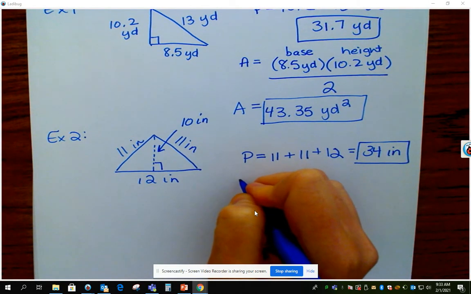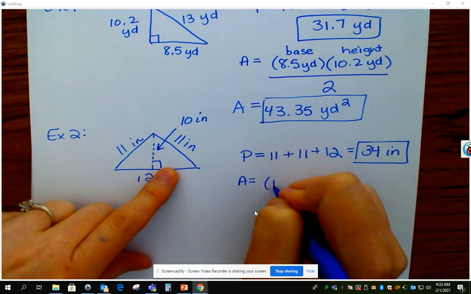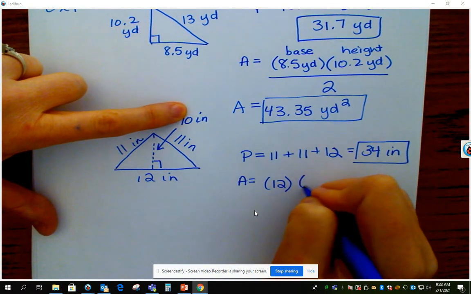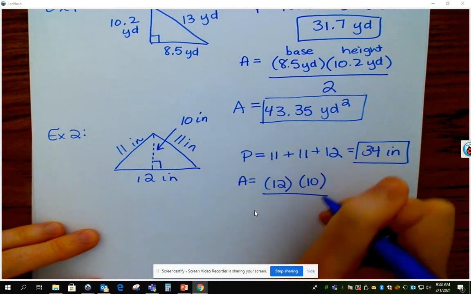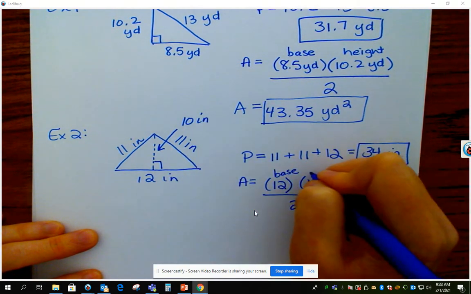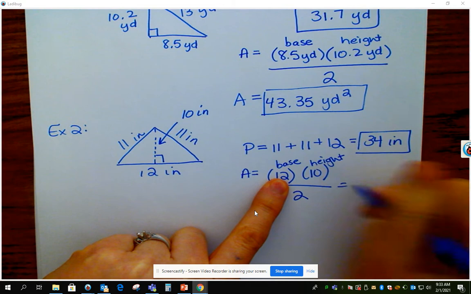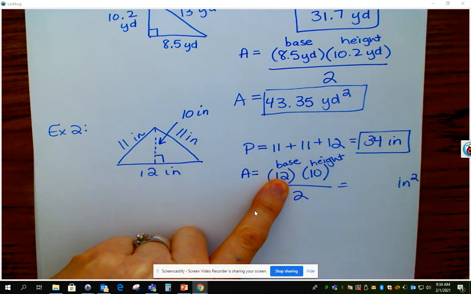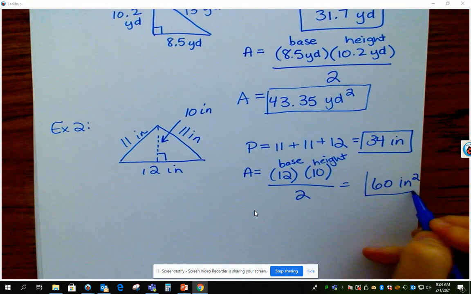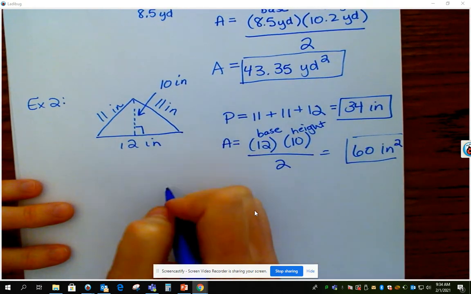For the area, I want to multiply the base, this entire thing, 12, times the height. And our height, we were told, was 10. And divide that by 2. Okay, so 12 was the base, 10 was the height. And when I do inches times inches, I'm going to get inches squared as my unit. 12 times 10 divided by 2 is 60 inches squared.